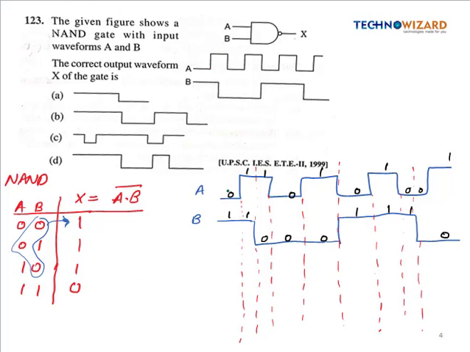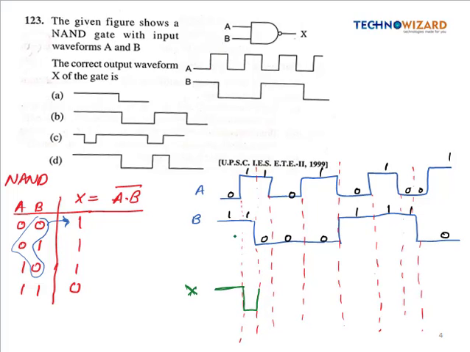So simply see the input. A is 0, B is 1. So see here on the truth table. If A is 0, B is 1, the output is 1. Okay, so it means X will be 1. Okay, next is 1 1. So if it is 1 1, then X, the output of the NAND gate, is 0.